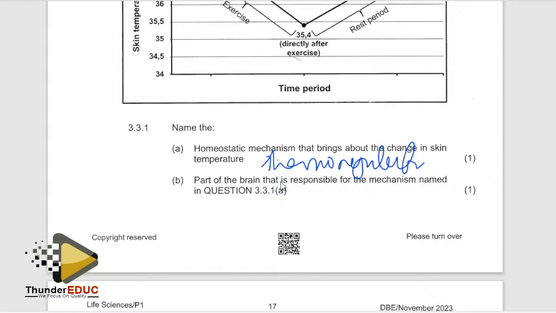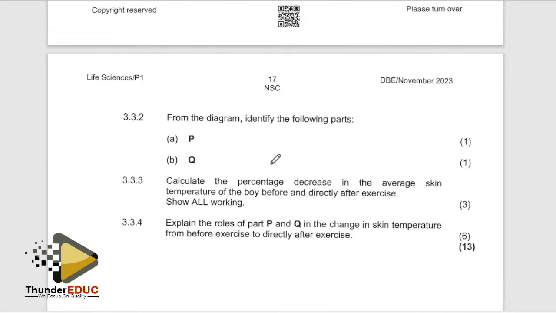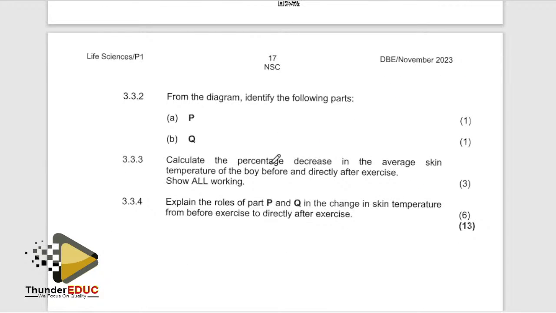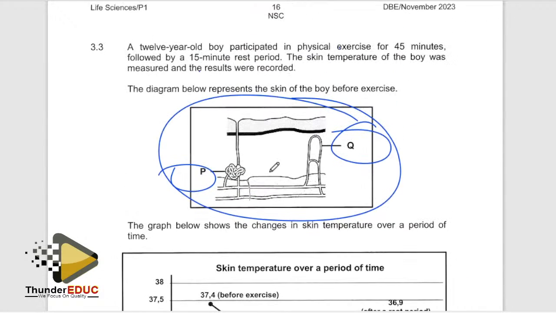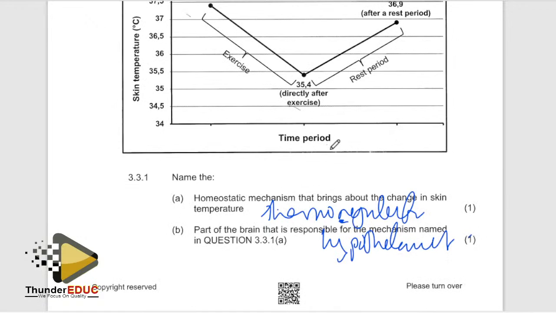They're saying the part of the brain that is responsible for the mechanism named above. Which part of the brain is responsible for thermoregulation? It is the hypothalamus. Yes, so we know that. Then they're saying identify from the diagram, identify the parts. So we say that P is the sweat gland, while Q is the blood capillaries.